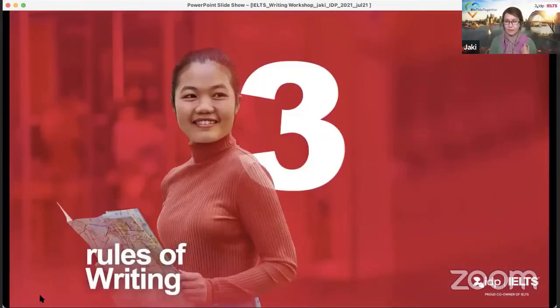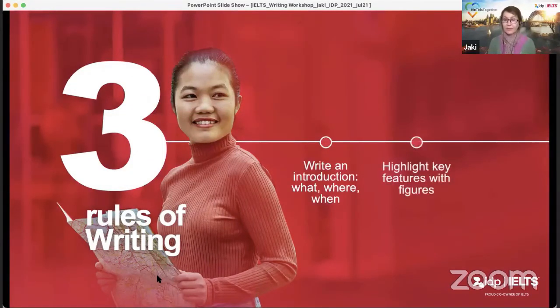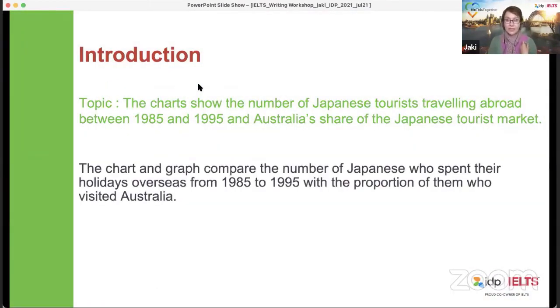So when we write, we also have 3 things that we focus on. We do have to do an introduction. We have to pull out the main features, the interesting things, which we already just did. So now we just have to write that up. And we need this thing called an overview, which I'll talk about. All right, so the introduction.